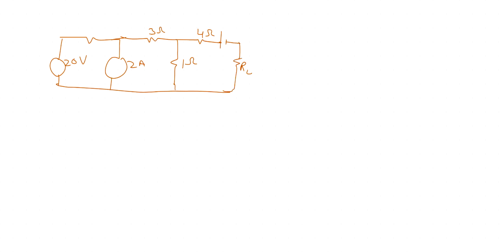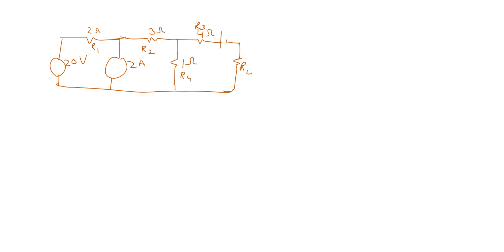Resistance 3 ohm, resistance 1 ohm, resistance 4 ohm, and then we have another source, and then we have RL. This is R1, this is R2, this is R3, and this is R4. I have redrawn the circuit from the previous page.